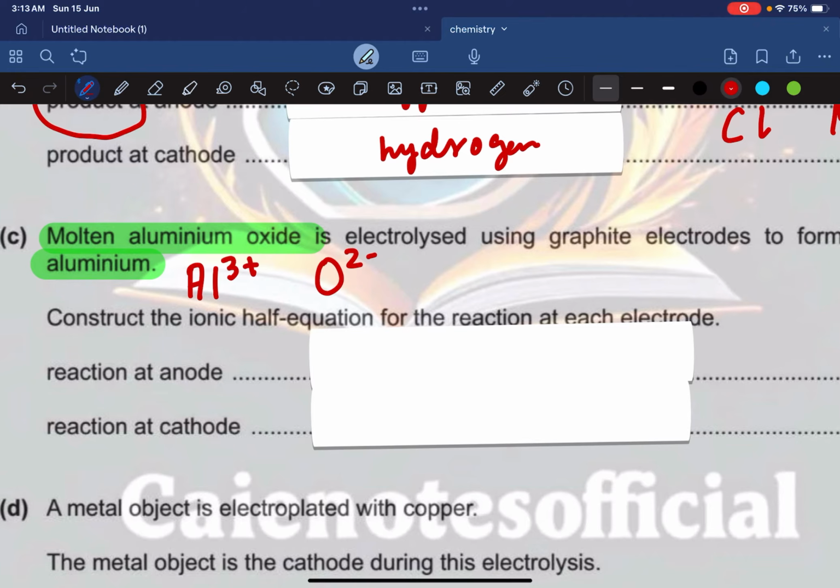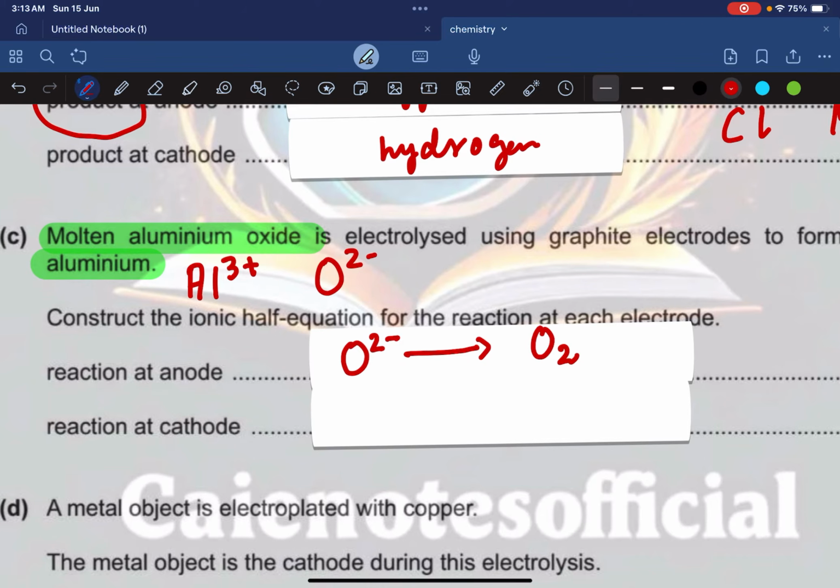Okay, I hope this much is clear. We have aluminum ions, we have oxide ions. Now the second thing, at the anode, what's going to go? The oxide ions. They're going to move towards the anode, so they're going to discharge. So O2 negative is going to form O2 gas.